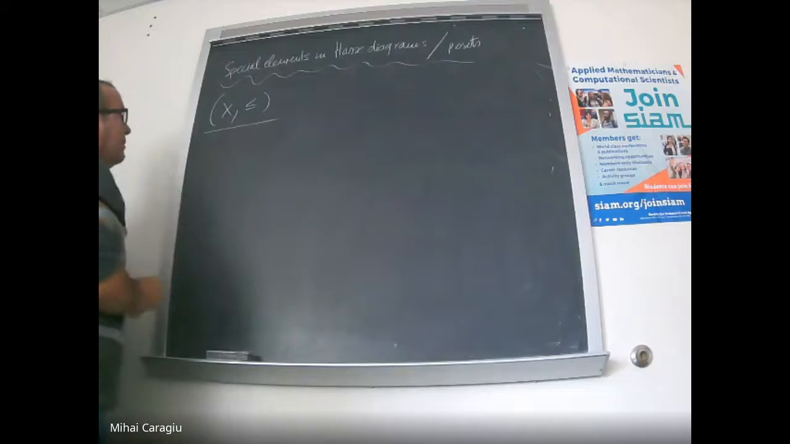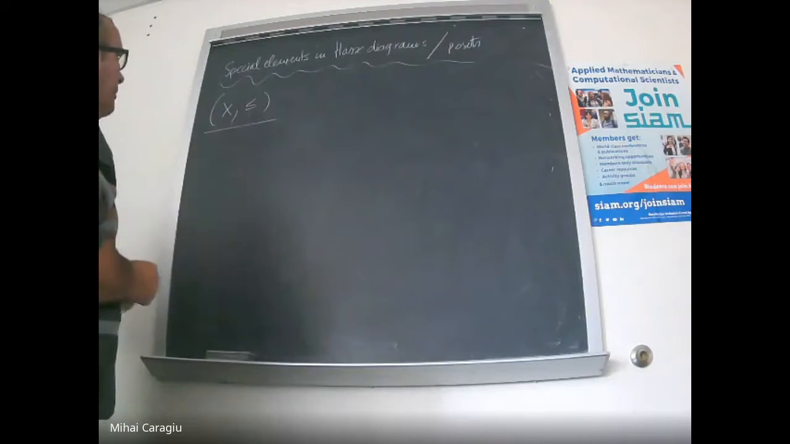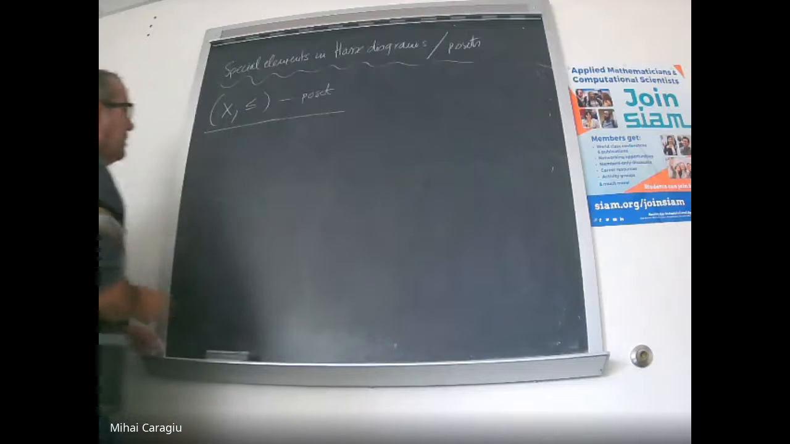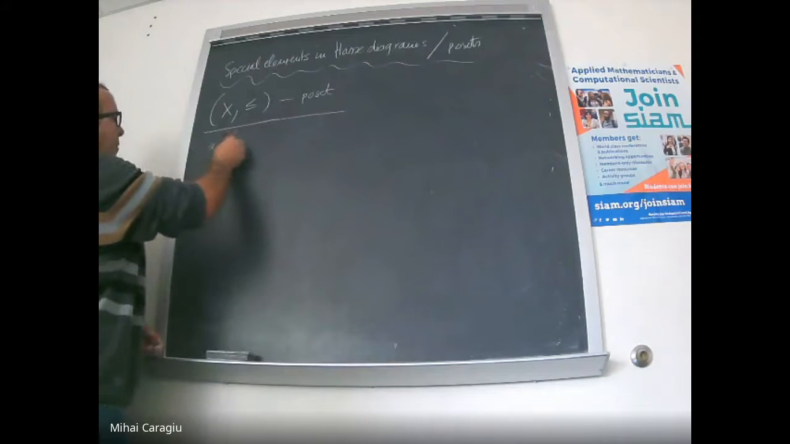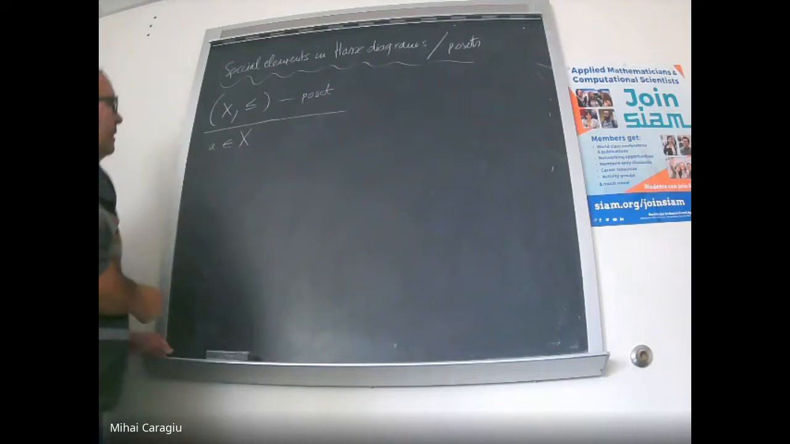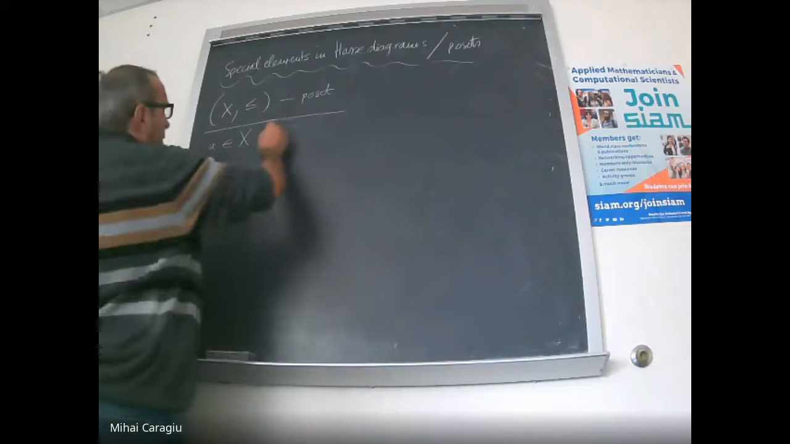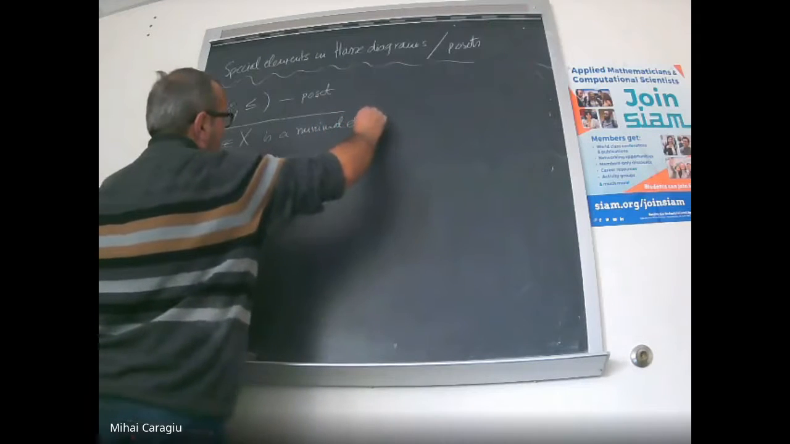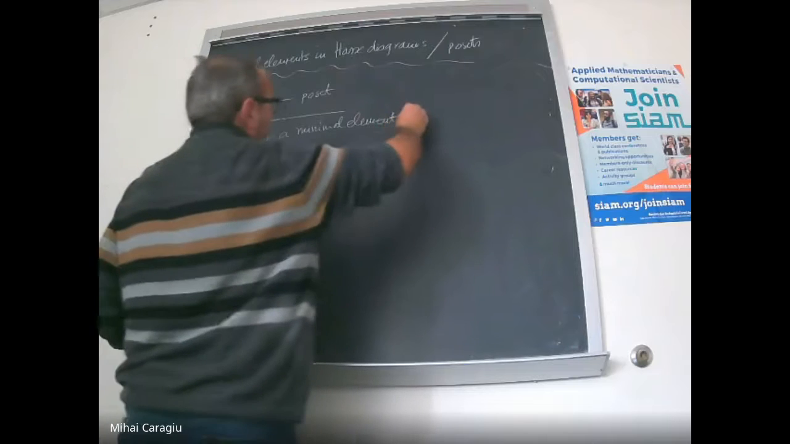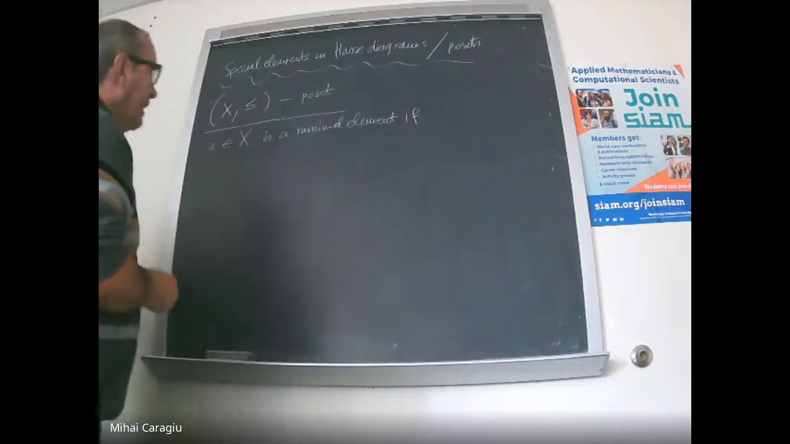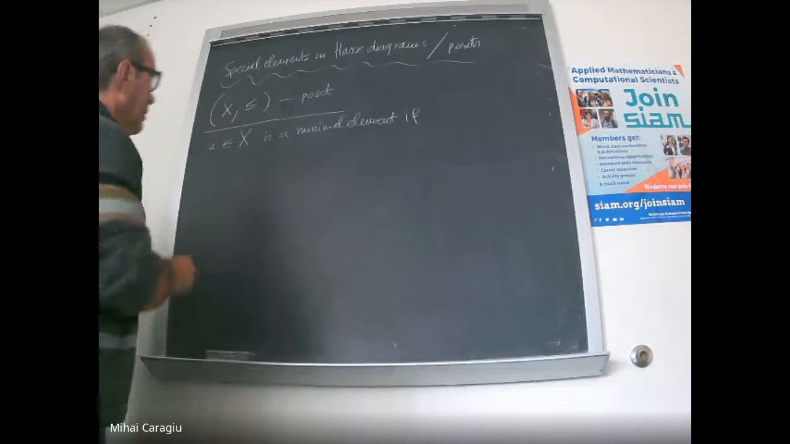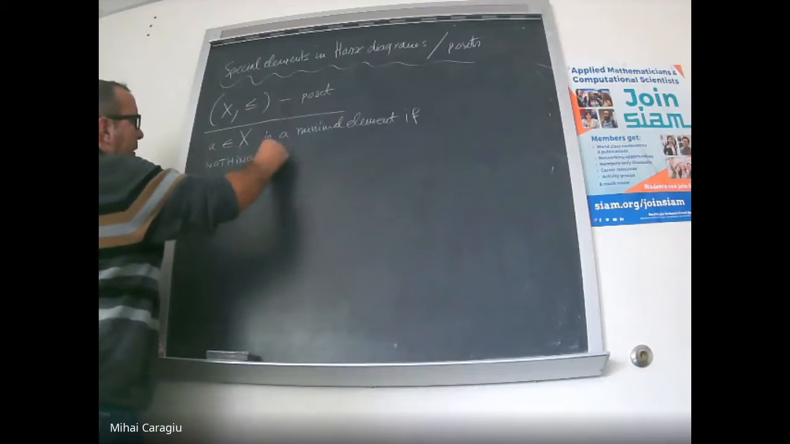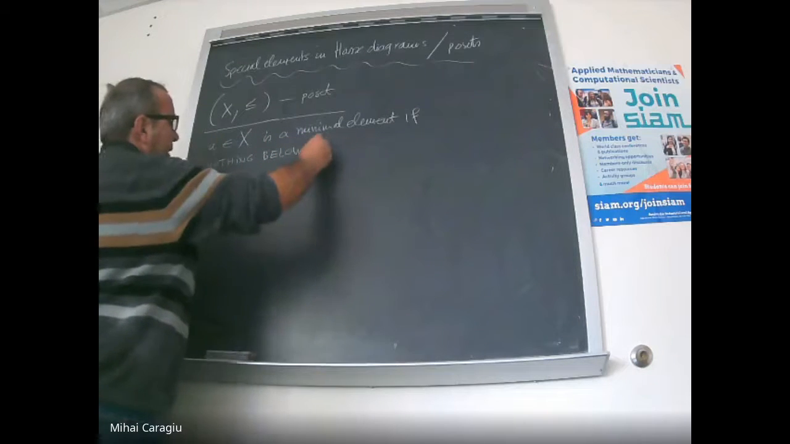So let's say X with a less than or equal partial order relation is a poset. Let's define a couple of concepts. Small a belonging to big X is a minimal element if in the Hasse diagram there is nothing below A.